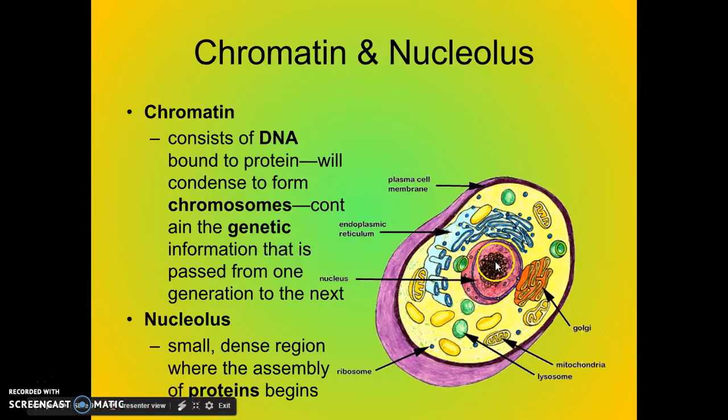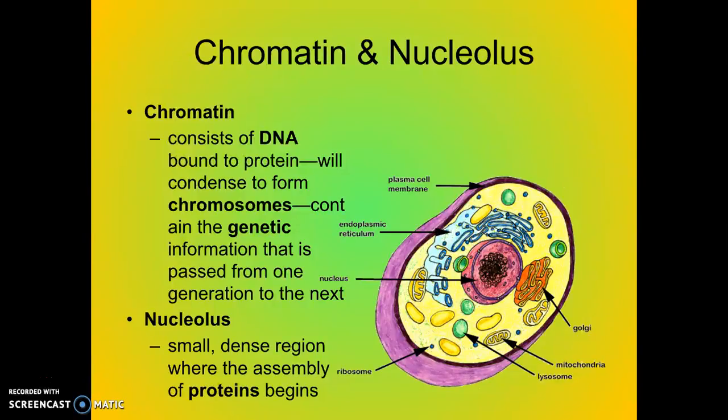Chromatin is this in here, and you saw that in the video. What it does is it's going to condense down to form those chromosomes, or those X's that you saw in the videos, to allow it to pass from generation to generation.